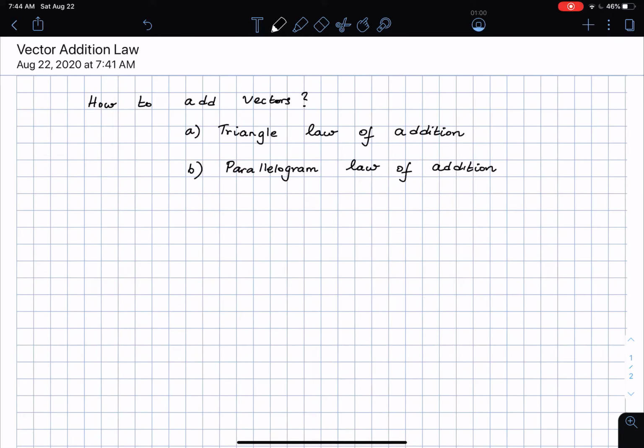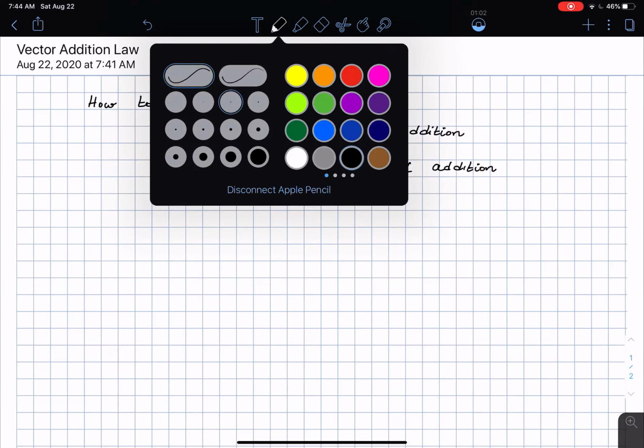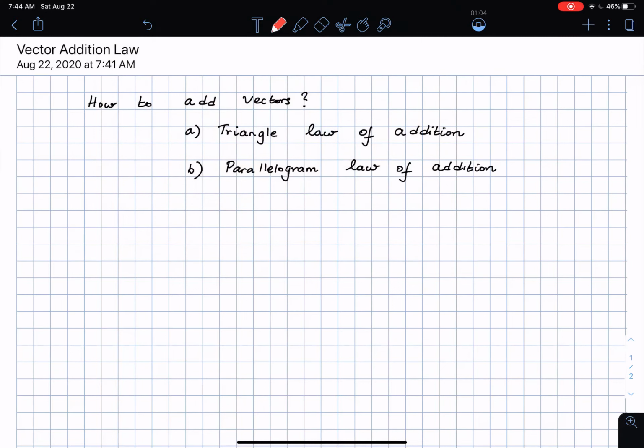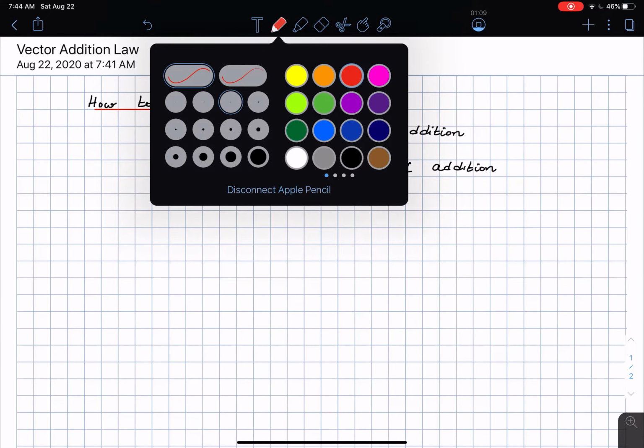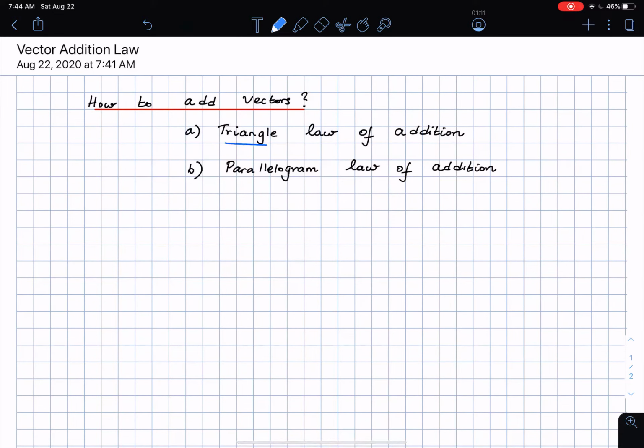The first thing though is when you add two vectors up, what do you get in return? You get another vector. Okay, so I just want to underline these things. The triangle law and then the parallelogram law.